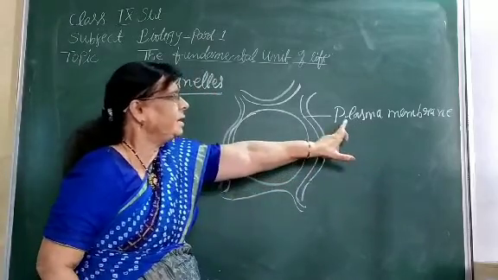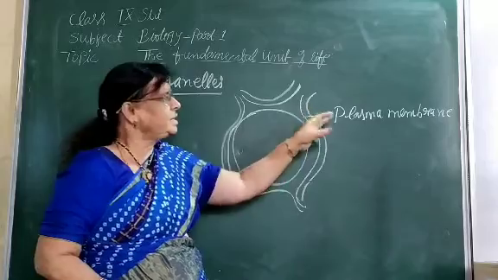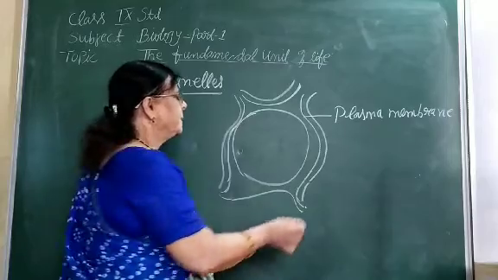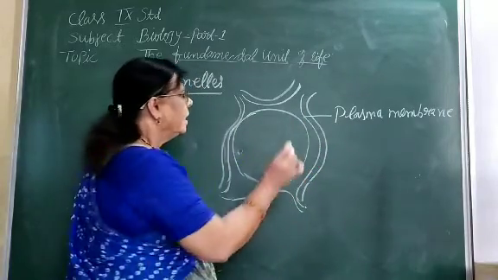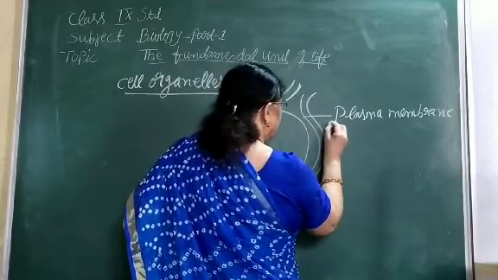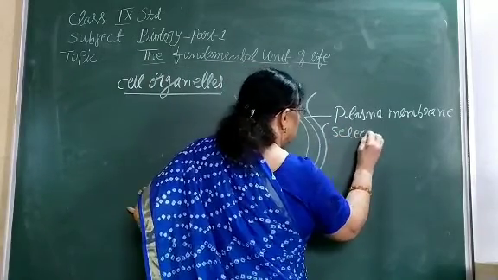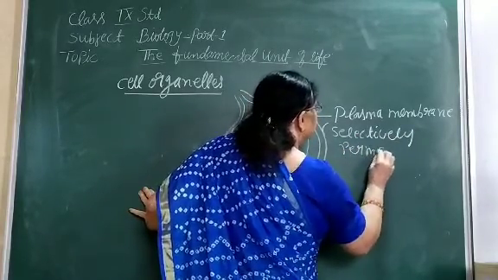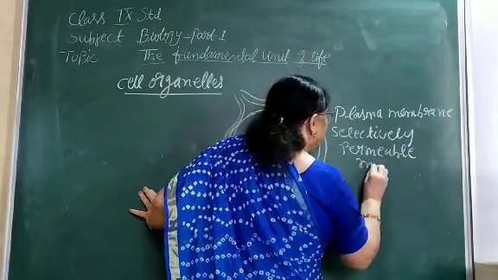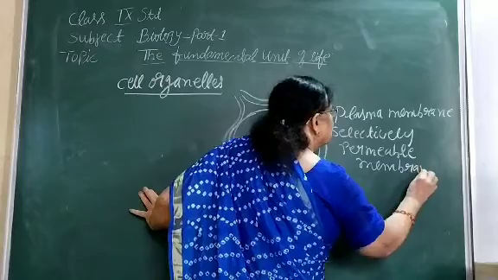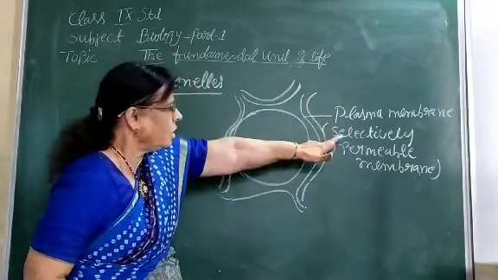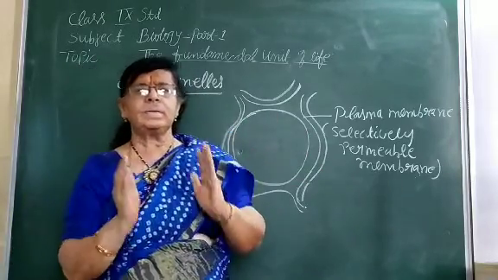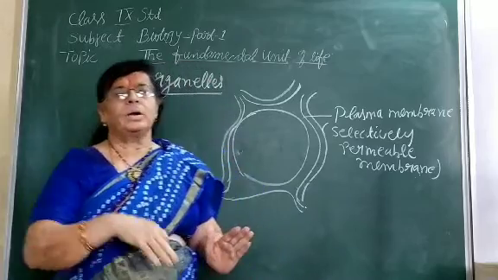Now, the plasma membrane has its own structure. It is made up of lipids and also proteins. One more important special feature of plasma membrane is that it is called a selectively permeable membrane. It is called selectively permeable membrane because it allows only certain substances to pass in and to pass out.